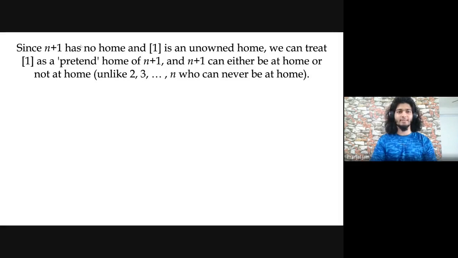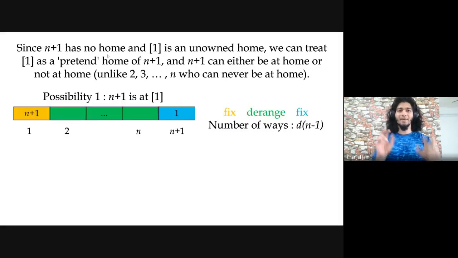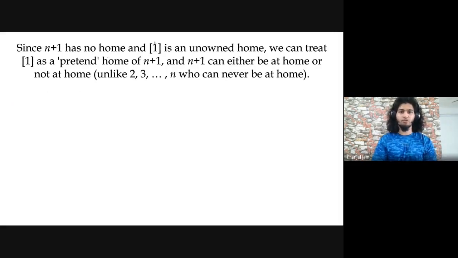So we'll say that n plus 1 will have a pretend home of square bracket 1. So what if we do that? Firstly, we can't say that n plus 1 can never go in the first position. A derangement, if you recall, is a permutation where no one goes to their own home. But we can't say that n plus 1 can't go to the first place, because that is perfectly allowed.